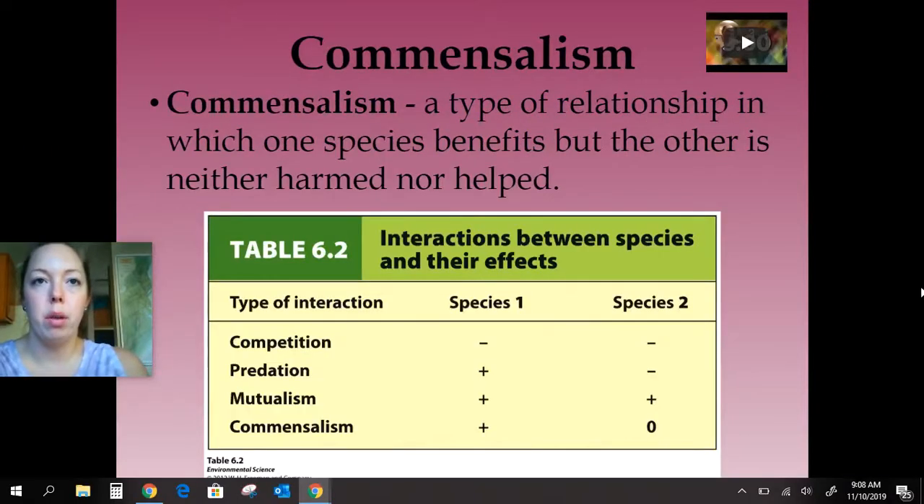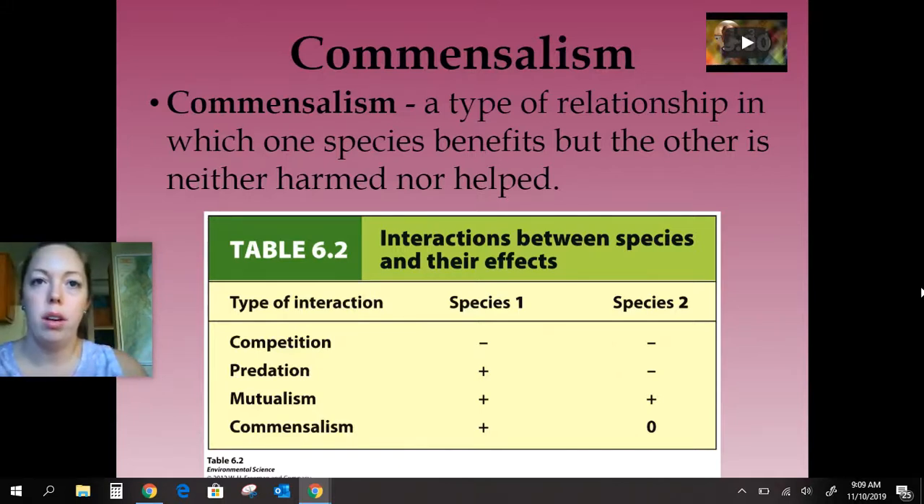Okay, commensalism, right? You've heard of commensalism. It's a type of relationship in which one species benefits, but the other is not really either harmed or helped. Okay, it's kind of meh. Commensalism includes birds using trees as perches and fishes living in coral reefs as places to hide from predators. Commensalism, mutualism, and parasitism are all symbiotic relationships, which is a relationship of two species that live in close association with each other.